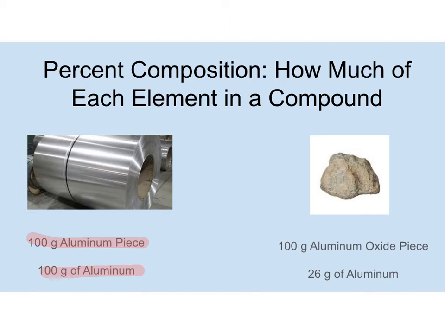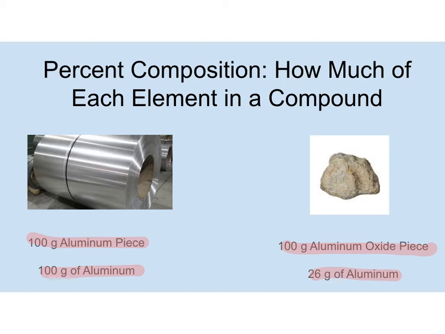However, if you have 100 grams of aluminum oxide, now remember aluminum oxide's an ionic compound, it's a rock, and that's where we get our metals from. If you have 100 grams of aluminum oxide, you don't have 100 grams of aluminum. You have 100 grams of aluminum and oxygen, but in this case, most of the weight is actually in the oxygen. So you actually only have about 26 grams of aluminum in this rock.